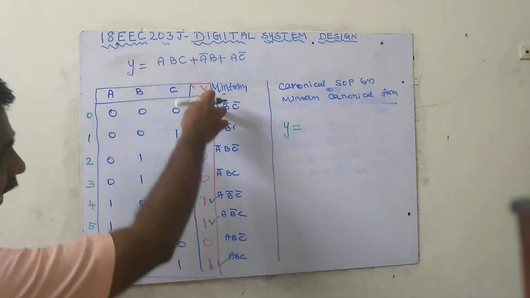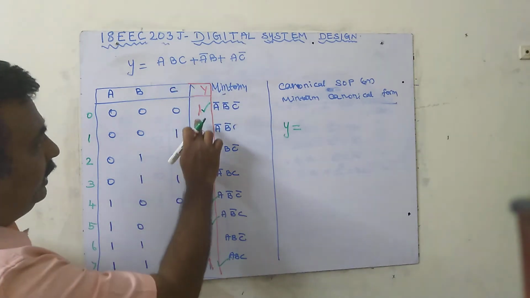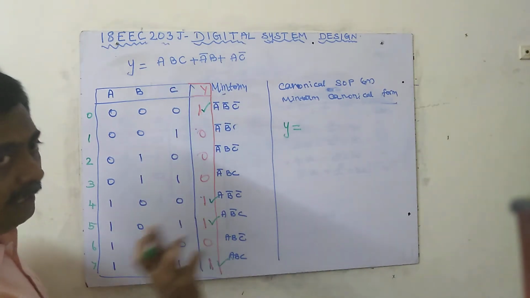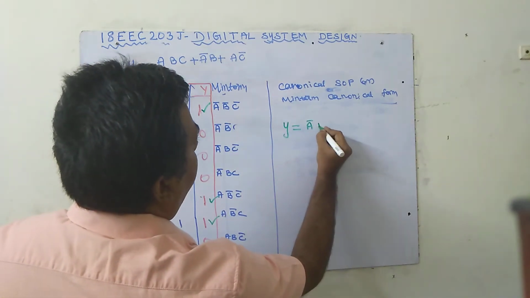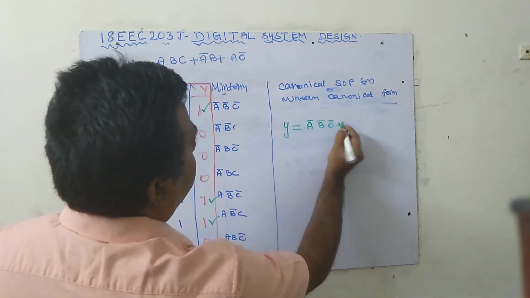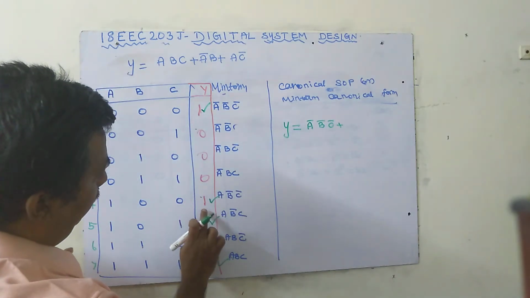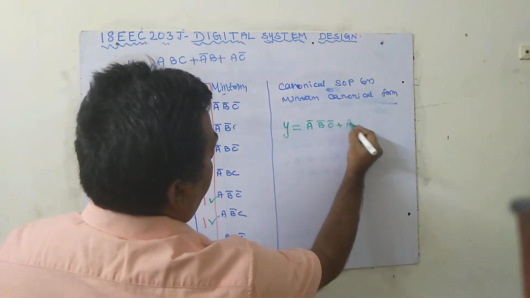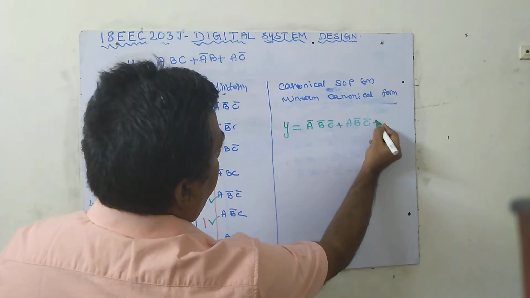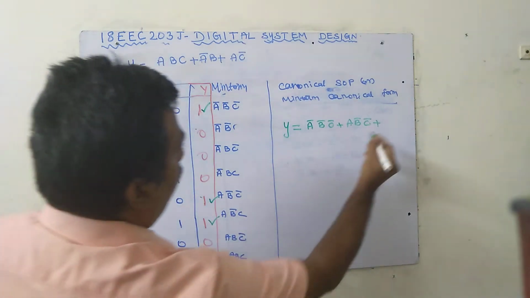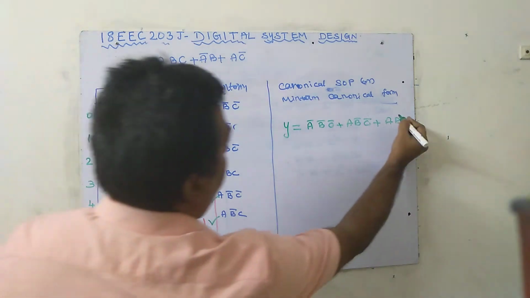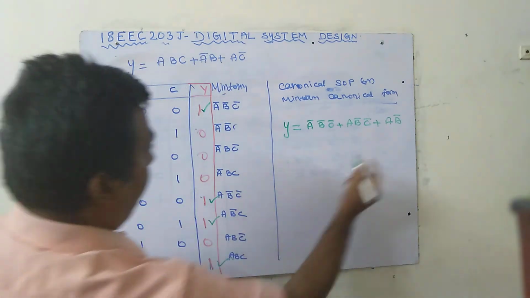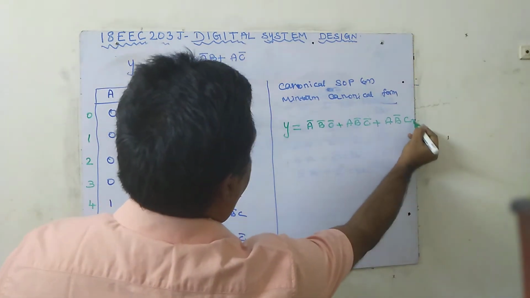That's the thing, I have to select the 1s. Here output is 1, here output is 1. Only 1 I have to select. So Y equals what? A bar, B bar, C bar plus the next value, A, B bar, C bar, plus A, B bar, C, plus A, B, C.